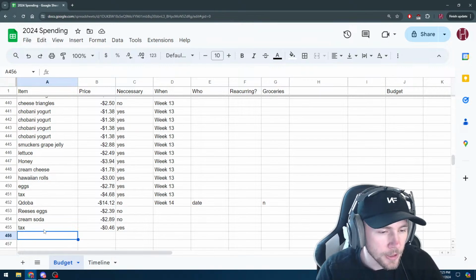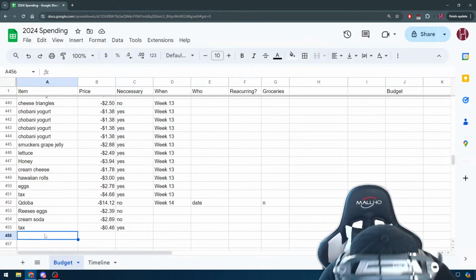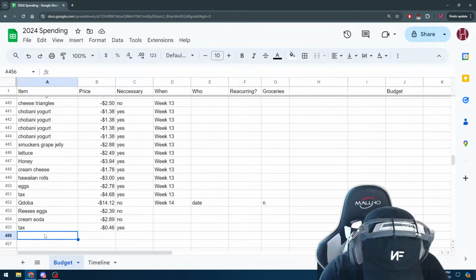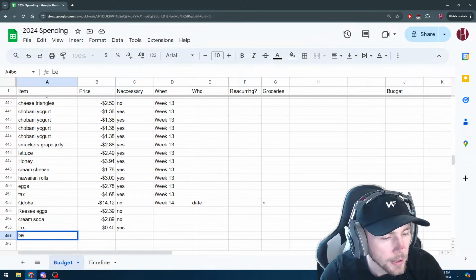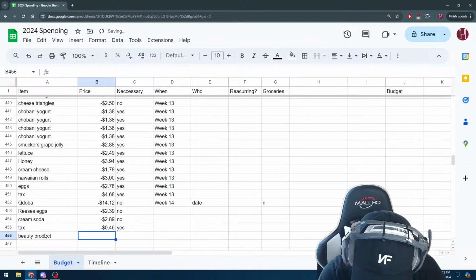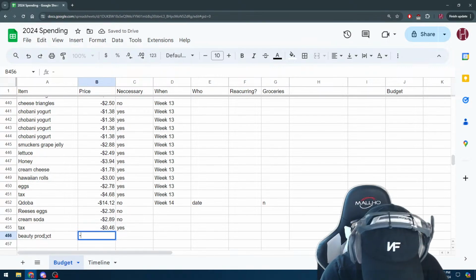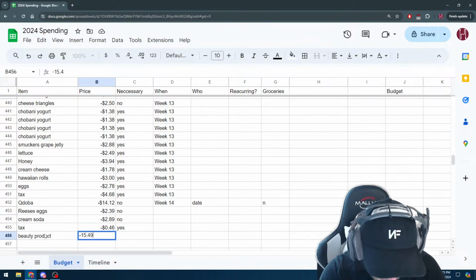Next up, a Target run. All right. Some beauty product. Some sort of makeup, I think. I don't know. $15.49.